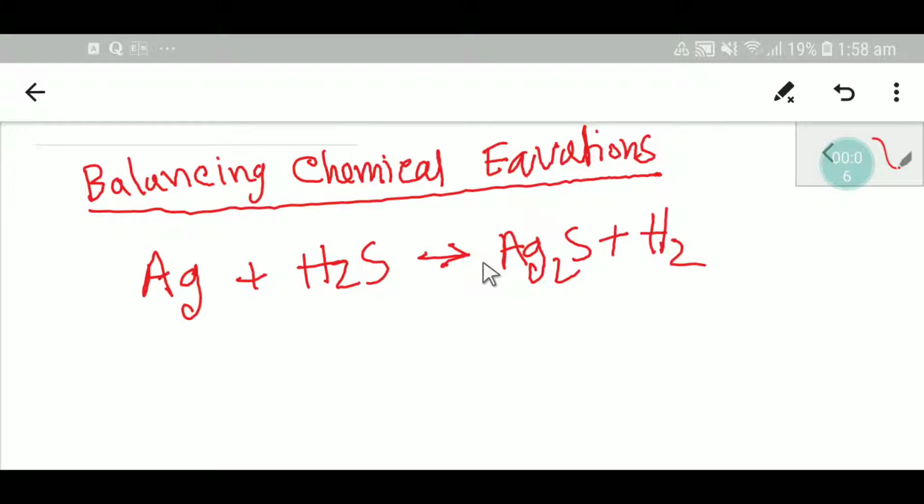Today we are going to learn about balancing chemical equations. This is video 1. I hope, believe and expect that you will get some valuable information from this series. So to balance this equation, we'll follow some steps. I think when I balance this reaction, at that time you will be able to know that rule.